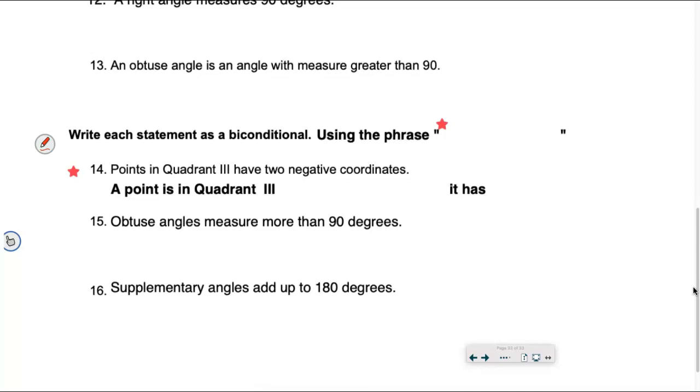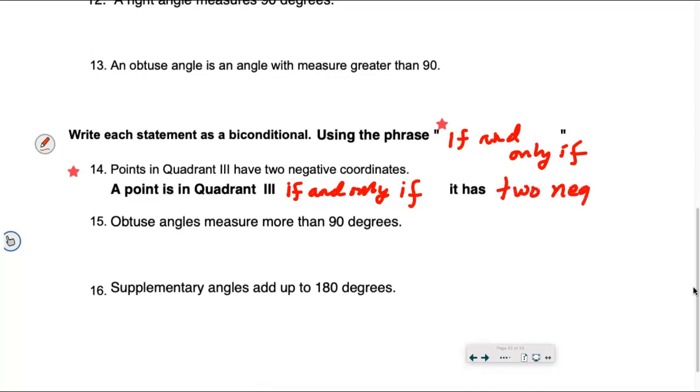Write each true statement as a biconditional using the phrase, and our phrase is going to be if and only if. That's what we use. So I already kind of typed the first one on there because I didn't want to write it out loud. But it says points in quadrant 3 have 2 negative coordinates. So I'm going to say a point is in quadrant 3 if and only if it has 2 negative coordinates.